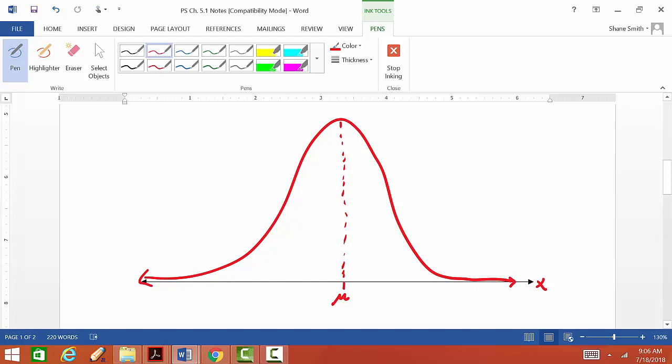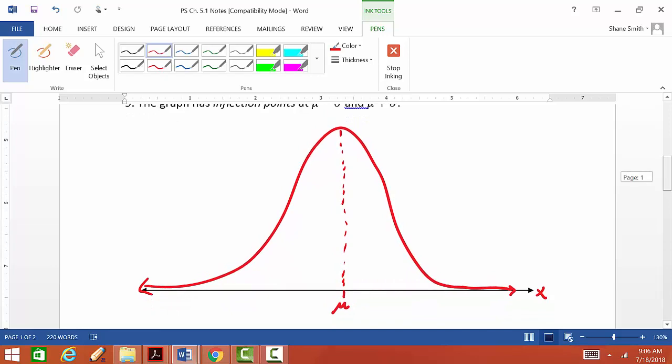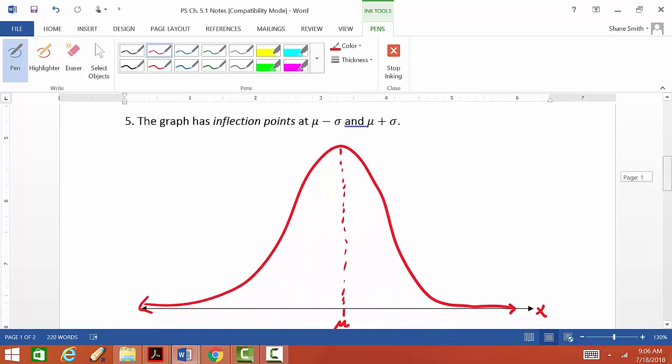The reason that area is 1 is because this is a probability distribution. We're adding all of the area together, and we're getting 1. It's very similar to a discrete probability distribution. When you add all the different cases together, all the probabilities together, you get 1. And the same works for continuous probability distributions. It's just that now it's an area we're talking about, because it's continuous. It's on an interval. And then the inflection points are at mu minus sigma and mu plus sigma.